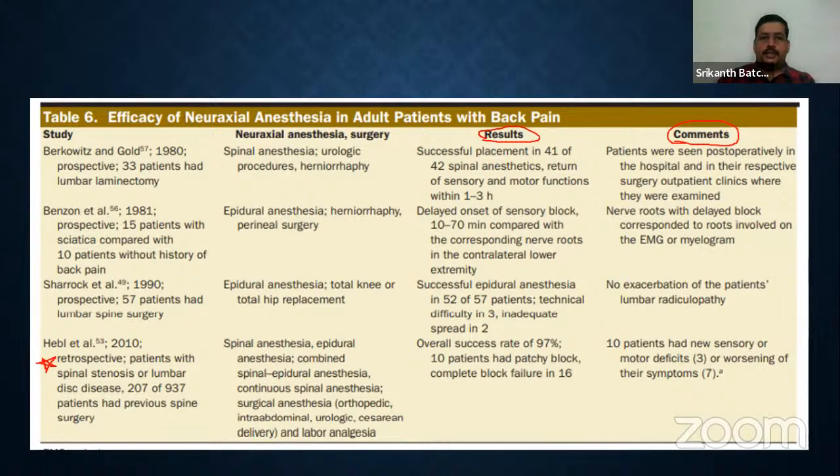Spinal anesthesia, epidural anesthesia, combined spinal epidural anesthesia, continuous spinal anesthesia, surgical anesthesia, and labor analgesia, all these cases were taken into consideration. Even pregnant patients have been included.